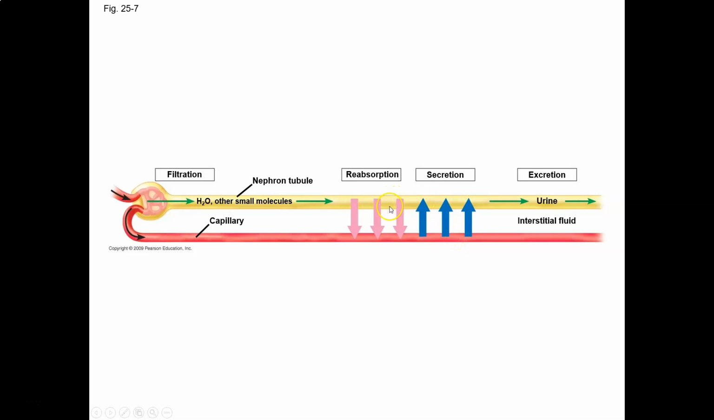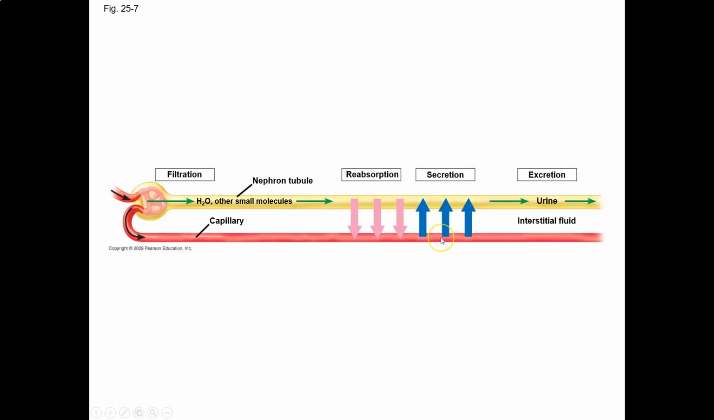So if we reabsorbed some molecule that we didn't want to, like let's say Tylenol, we can get rid of that Tylenol through secretion. Different drugs get secreted at different rates. That rate actually helps determine how often you're supposed to take a pill. Like you can take Tylenol every 4 to 6 hours, but naproxen, you take that every 12 hours. That's because they're not secreted at the same rate. And there's enzymes that are at play there too.